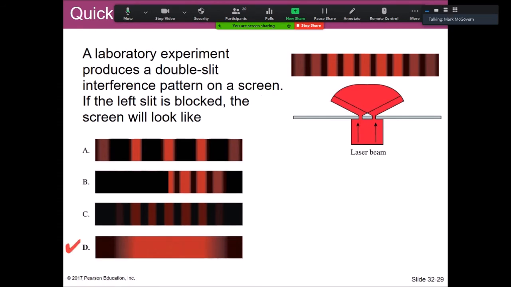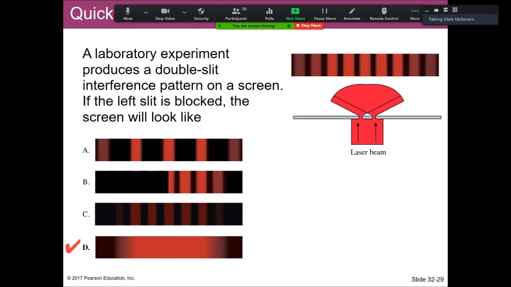All right, everybody's saying C. It's not C, it's D. Here's what happens here. If you selected C, you're basically selecting the same pattern but a little fainter. There's a problem there. The pattern that you should see here is a diffraction pattern that is the envelope of an interference pattern.